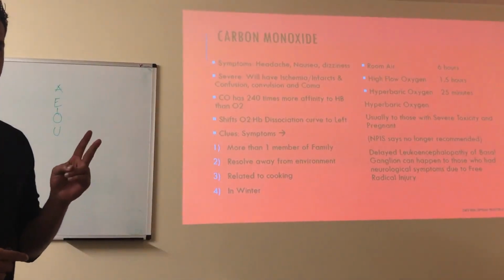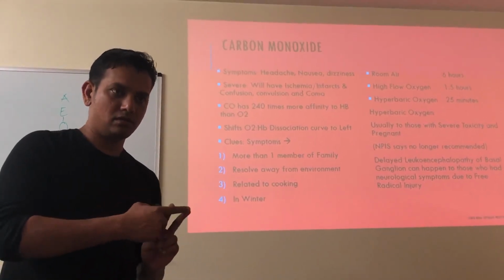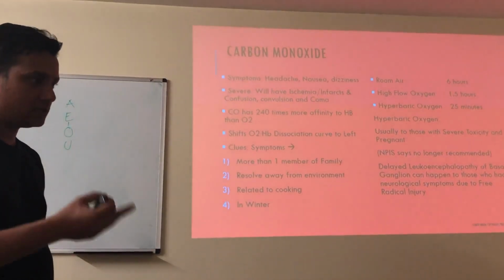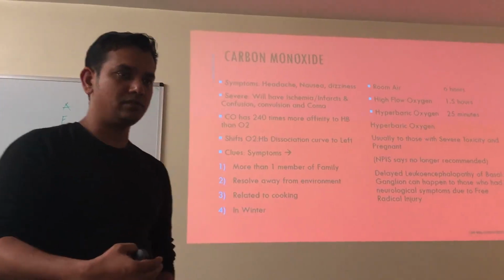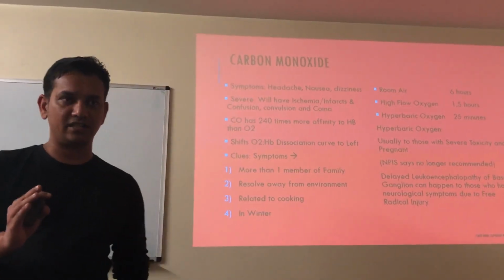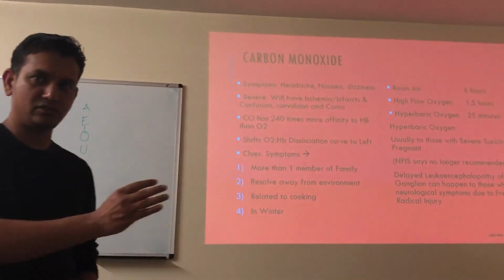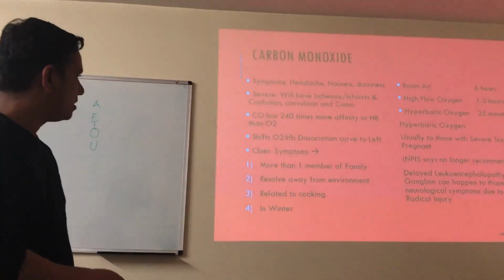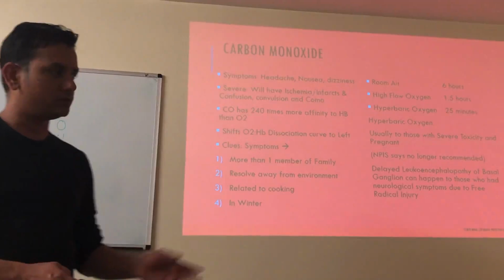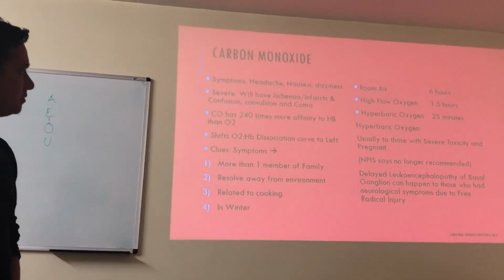That's why arrhythmias and seizures are two things which are still for hyperbaric oxygen. But in the UK now, hyperbaric oxygen is questionable. However, in the US curriculum, it's still there. Carbon monoxide is having 240 times affinity than oxygen to combine with hemoglobin. The oxygen hemoglobin dissociation curve shifts to the left. So this is the clue.